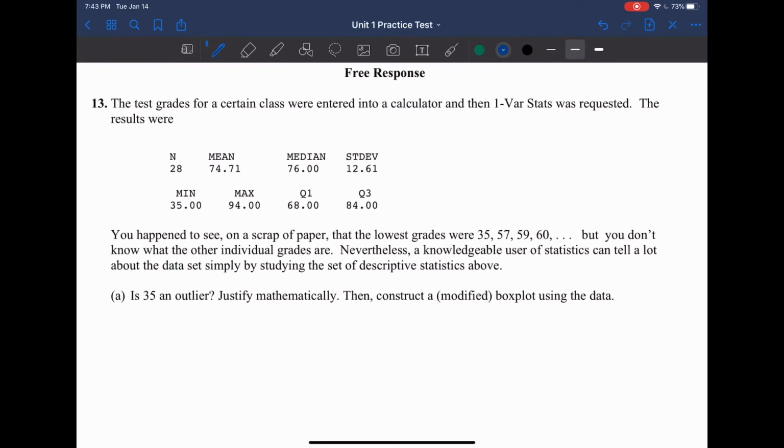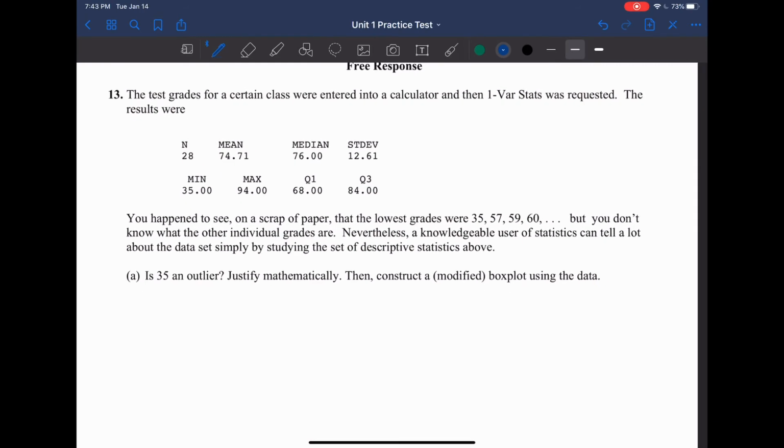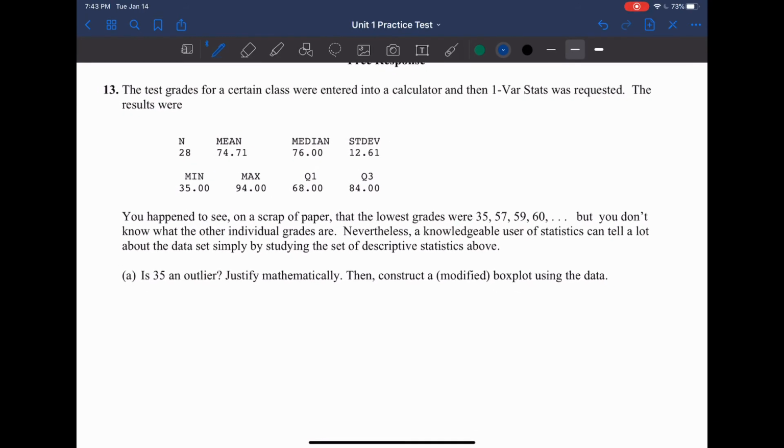All right, number 13. It says test grades for a certain class were entered into a calculator and then 1-var stats was requested. The results were, and it gives us N, which is your sample size, your mean, median, standard deviation, your min, max, Q1, and Q3. It says you happen to see on a scrap of paper that the lowest grades were 35, 57, 59, 60, etc., but you don't know what any other individual grades are. Nevertheless, a knowledgeable user of statistics can tell a lot about data simply by studying the set of descriptive statistics above. So we're asking if 35 is an outlier.